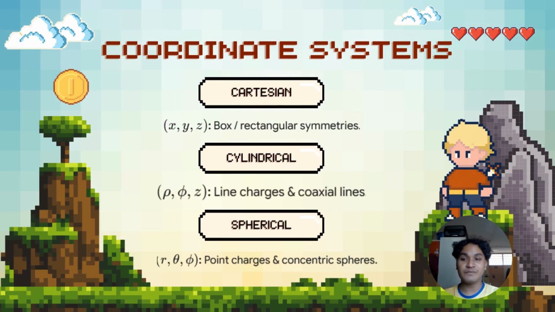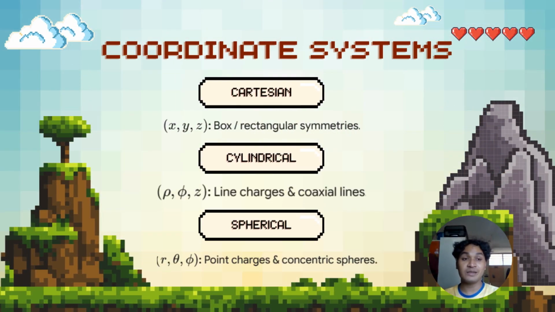Finally, field calculation becomes infinitely easier when we match the mathematical symmetry to the physical object. We choose Cartesian coordinates for rectangular shapes, which is x, y, and z. Cylindrical coordinates for line or cable, which is rho, phi, and z. And the last one is spherical coordinates for point sources or spheres, which is r, theta, and phi.